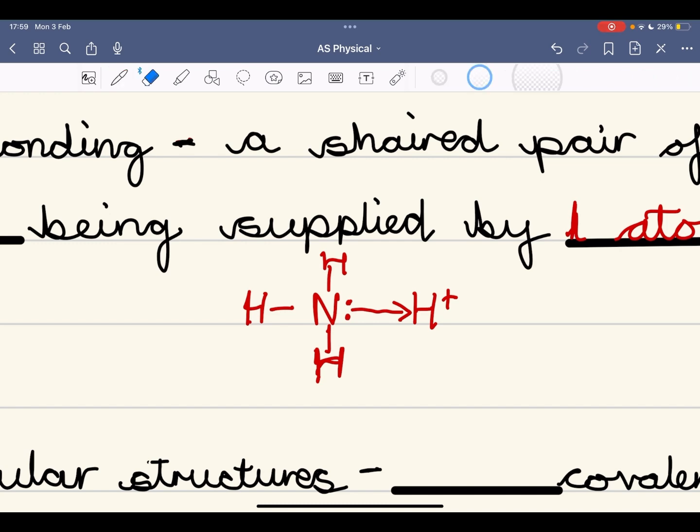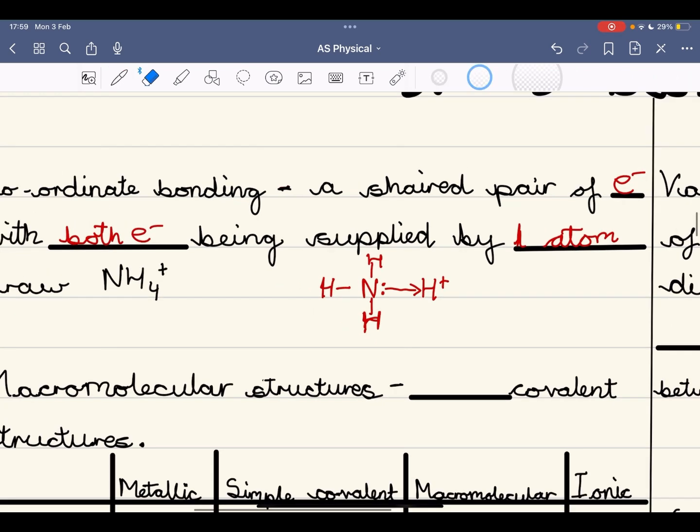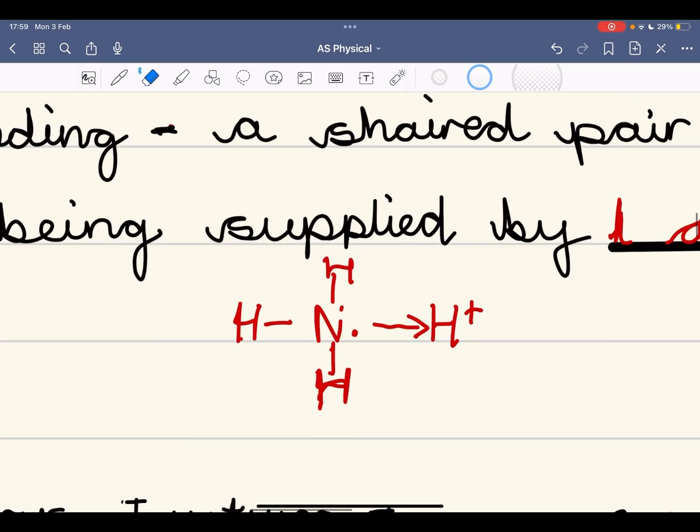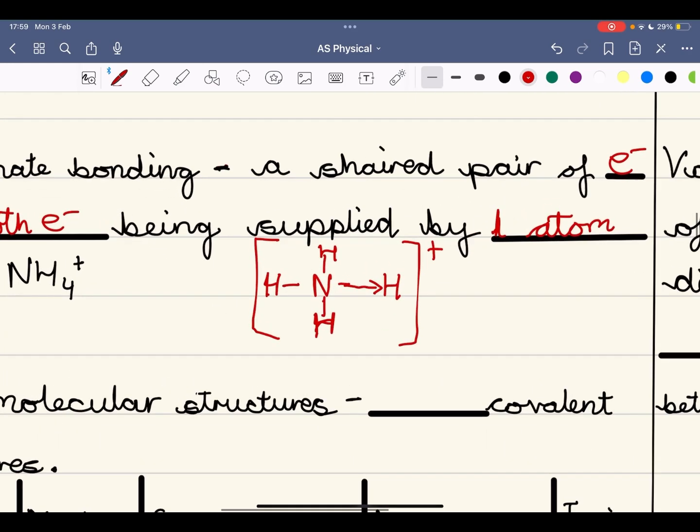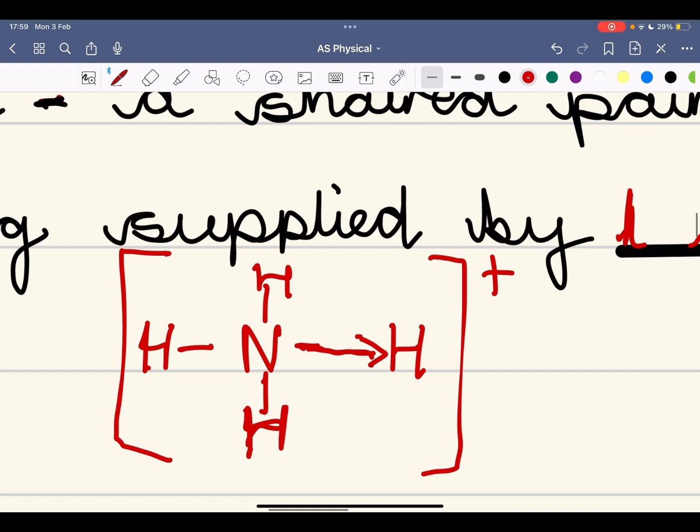When we're asked to draw a dative covalent structure or a coordinate bonding structure, we don't need to draw the lone pair, so I'm just going to rub that out. And also, the charge becomes sort of delocalized, so it spreads across the whole molecule. Okay, so this arrow here shows that both of the electrons are being supplied from the nitrogen. A normal line like this shows that 1 electron is being supplied from each atom.